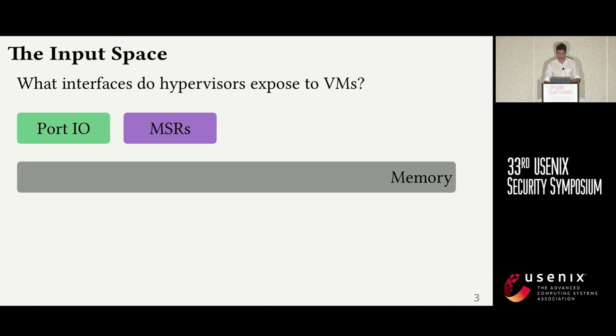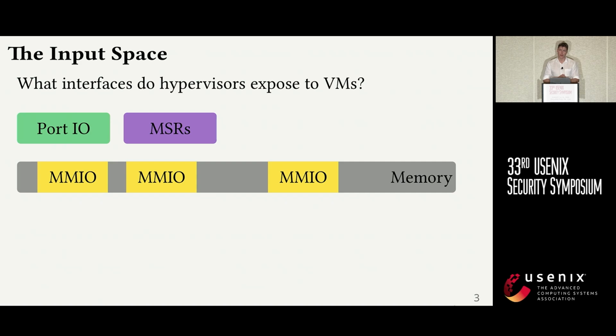Next, we have memory mapped I/O, where the hypervisor can set up parts of the guest memory in such a way that when the guest accesses these regions in memory, this will trigger an exit into the hypervisor, which again needs to be emulated.